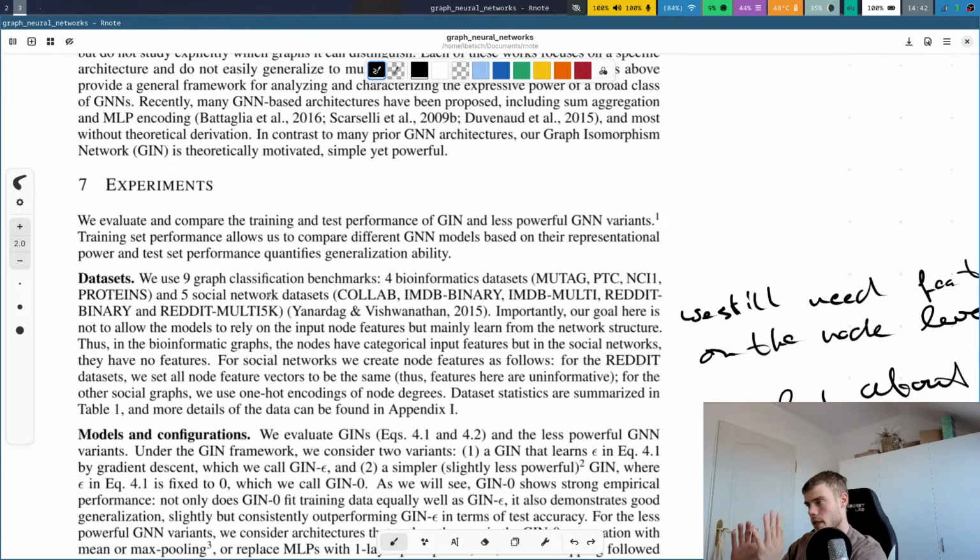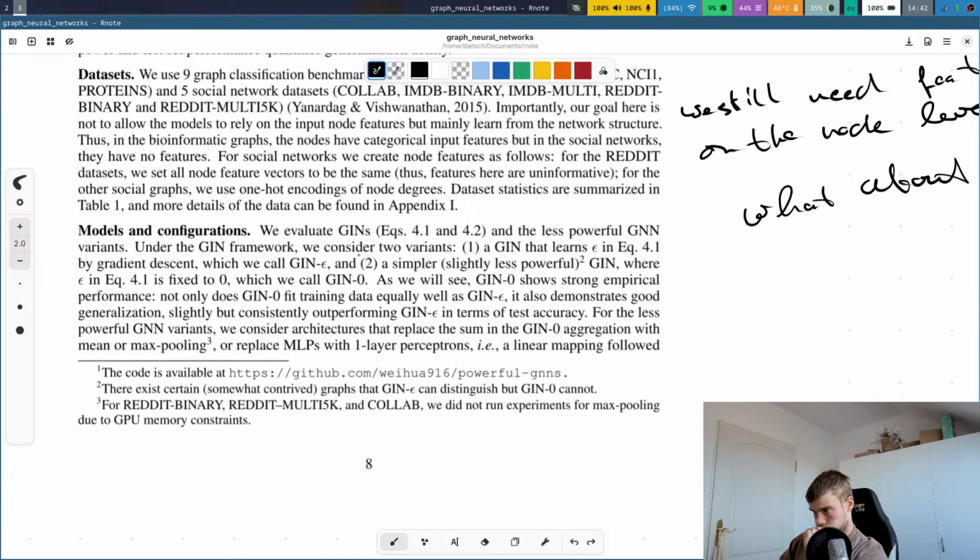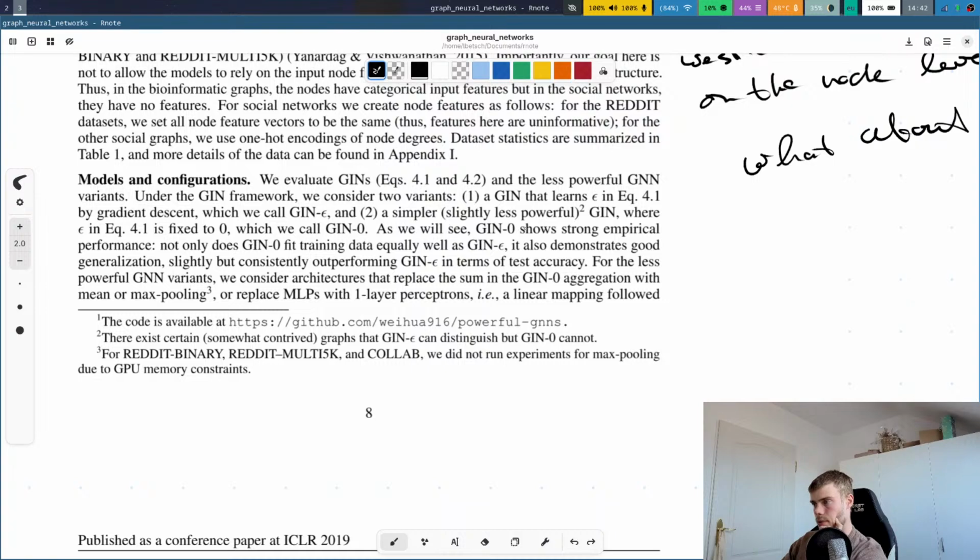Okay. Importantly, our goal here is not to allow the models to rely on the input node features, but mainly learn from the network. Okay, we already read that. Under the GIN framework, we consider two variants: a GIN that learns eta in equation 4.1 by gradient descent, which we call GIN eta, and a simpler, slightly less powerful GIN where eta in equation 4.1 is fixed to 0, which we call GIN 0. As we will see, GIN 0 shows strong empirical performance. Not only does GIN 0 fit training data equally well as GIN eta, it also demonstrates good generalization, slightly but consistently outperforming GIN eta in terms of test accuracy.